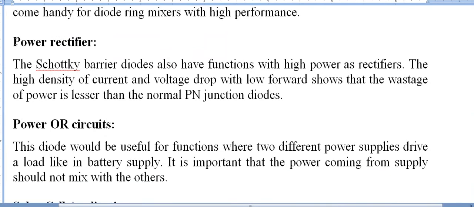Next application is in power rectifiers. The Schottky barrier diode also functions with high power as a rectifier. The high density of current and low forward voltage drop show that the wastage of power is lesser than a normal PN junction diode. Here also, because of no depletion layer, no charge storage, there is very high switching speed, and because of this we can use this for power rectification.